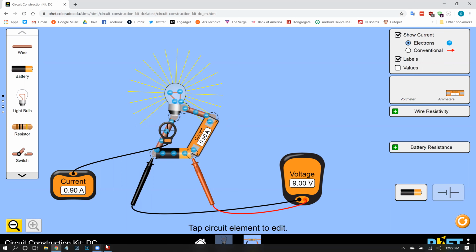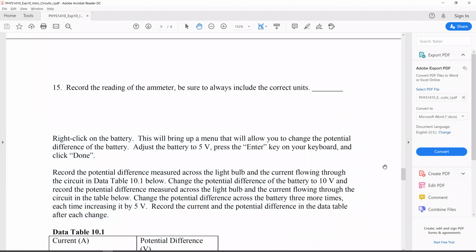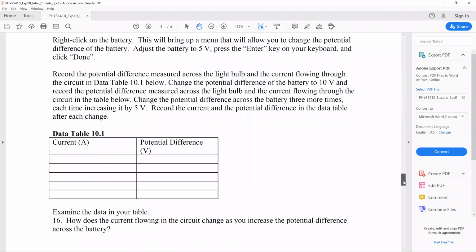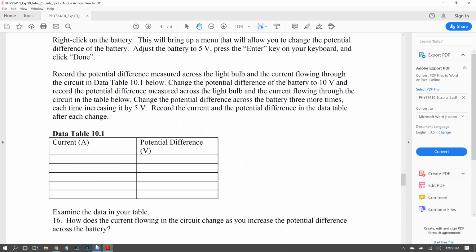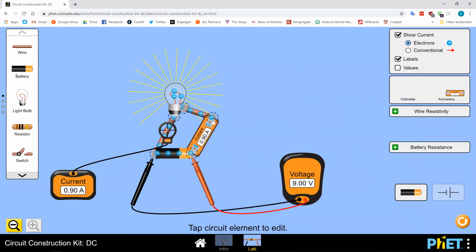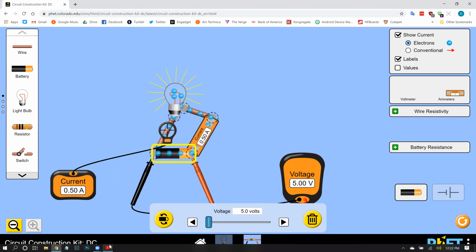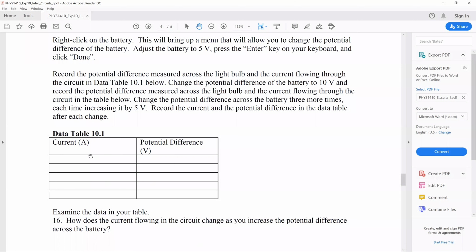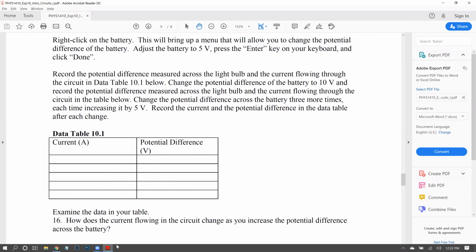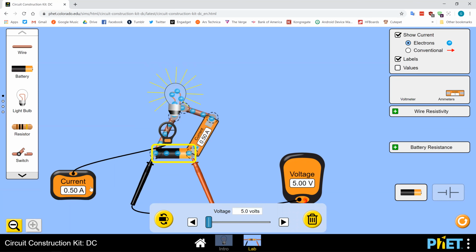All right. So first table, we are going to go ahead and change our battery voltage to 5 volts. So I'm going to change this to 5 volts. You can't type in this version, so I'm just going to change this down to 5 volts. And then in the table, you're going to be recording the current and the voltage. So current here off of either one of my ammeters and my voltage.